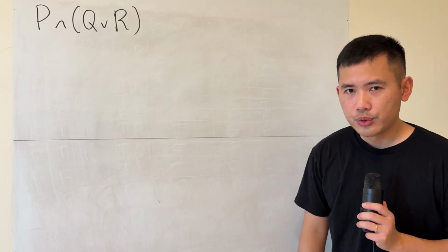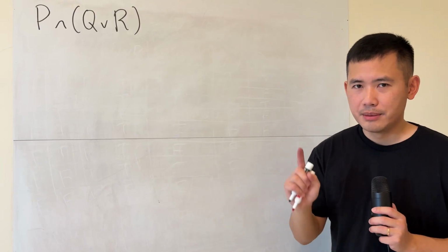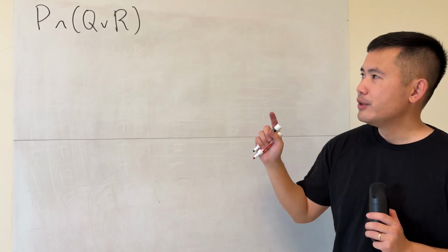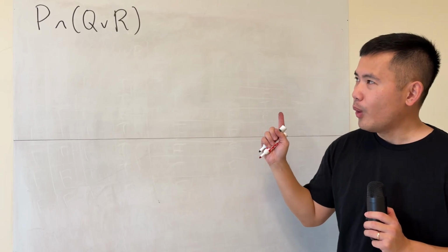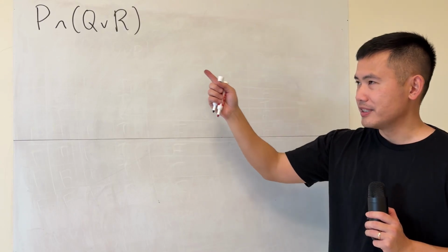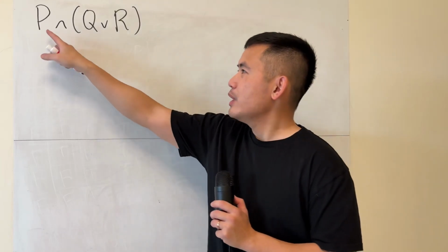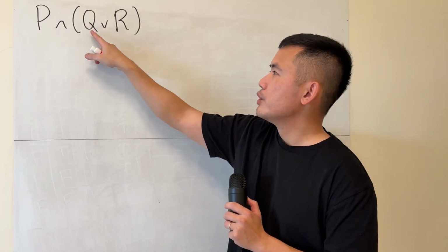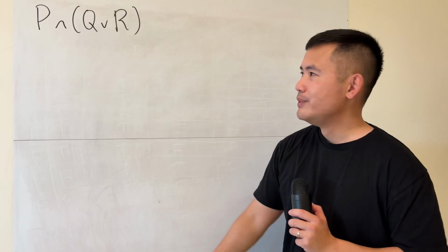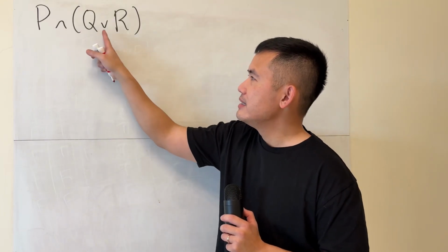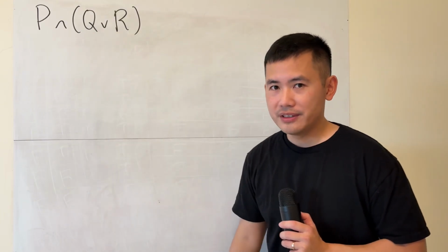Now I want to show you guys truth tables with 3 statements, P, Q, R. And to make this more interesting, I will also show you guys how to distribute things like this. Have a look. Here we have P and parentheses Q or R. Notice this is an and, this is an or. They are of course different.